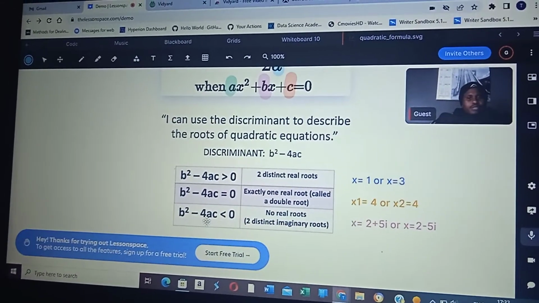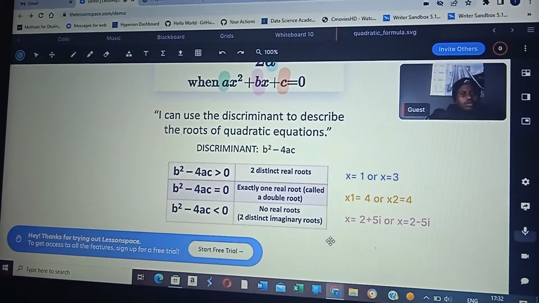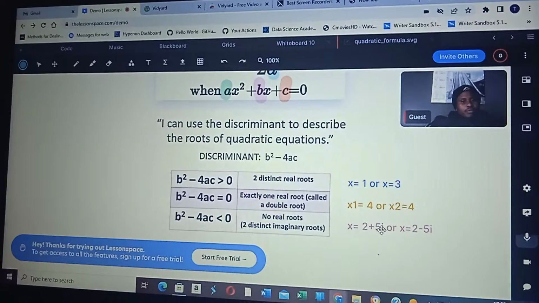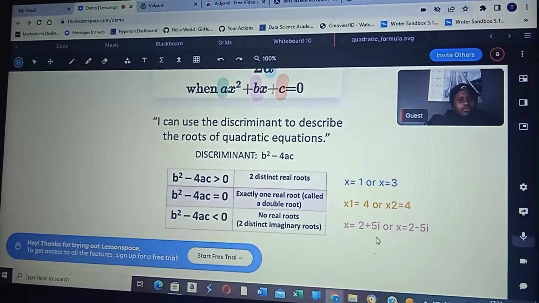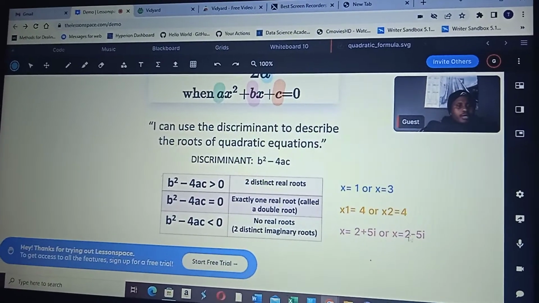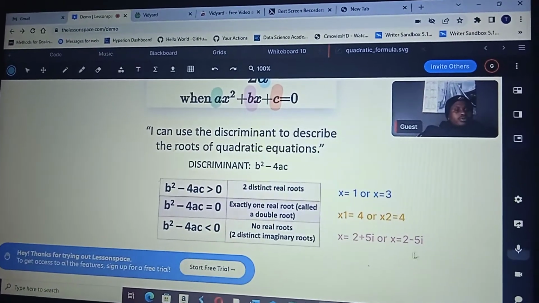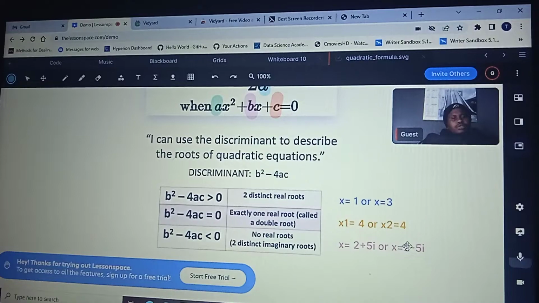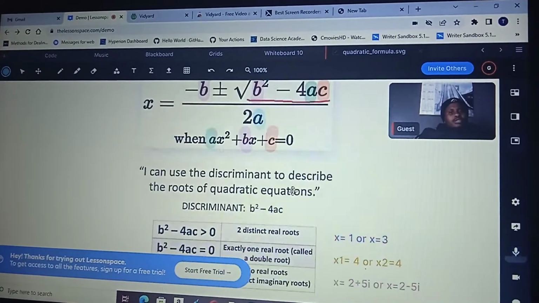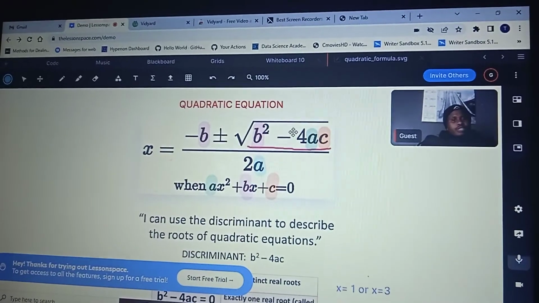Then if b squared minus 4ac is negative, you'll obtain imaginary values, like the example I have over here with x equals 2 plus 5i, or x equals 2 minus 5i, which are values on the imaginary plane. That's if you obtain a negative value within the discriminant, which is the value over here.